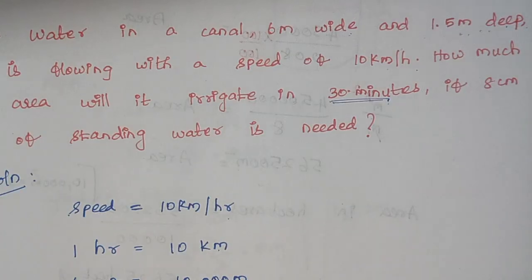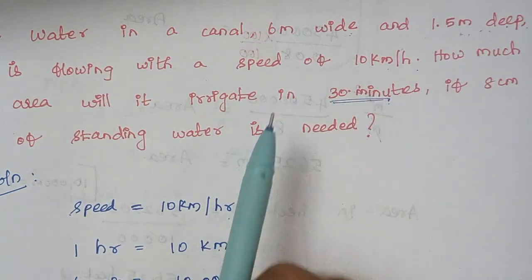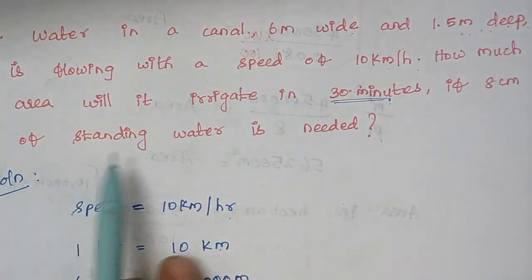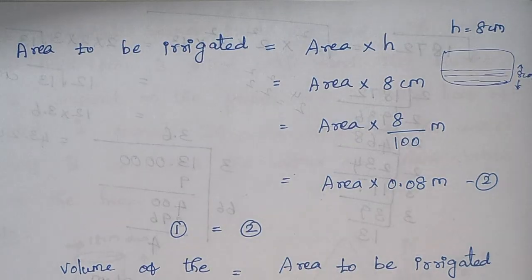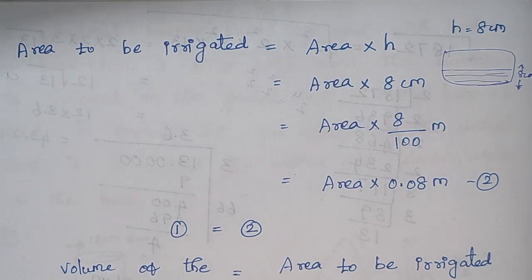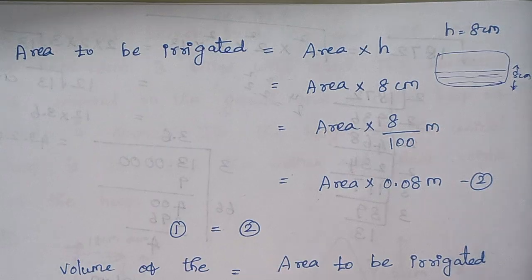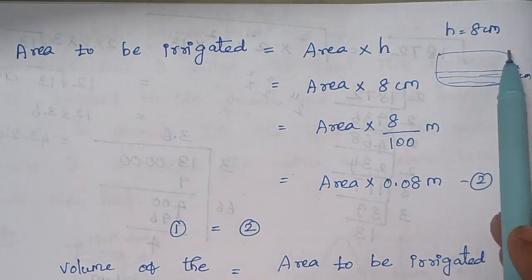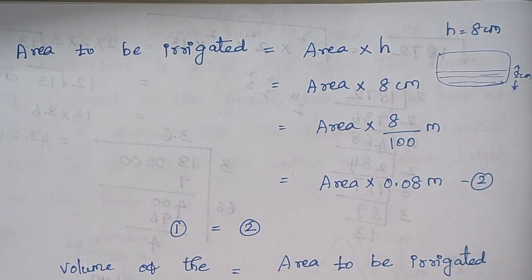Now, here we have to find the area, how much area will it irrigate if 8 centimeter of standing water is needed. So, let me tell you what is standing water. Here we don't know the area. It may be of any kind, it may be of any shape. But the hint which is given here is, it has a standing water of 8 centimeter. For example, I am considering this as an area and it has a standing water of 8 centimeter.